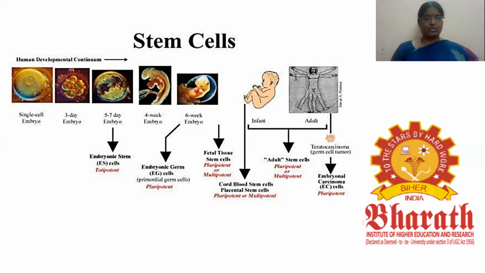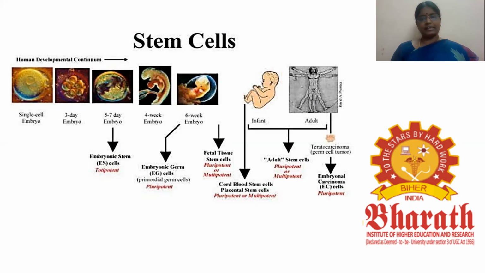From that the 6-week embryo is formed. This 6-week embryo is called the embryonic germ cell stage, which is called the primordial germ cell stage, and it is also pluripotent. And then fetal tissue stem cell is produced. It has the property of both pluripotent or multipotent. And then from the umbilical cord, stem cell is produced, and it is called placental stem cells. It is also pluripotent or multipotent.